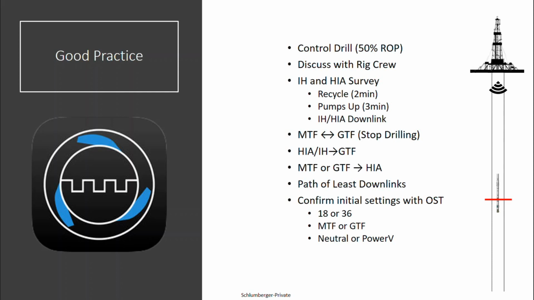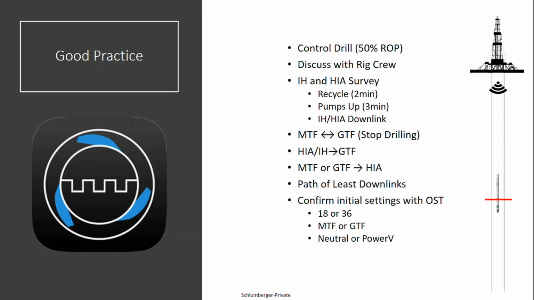Another tactic to execute is a path of least downlinks. Sometimes when you're using your manual settings, there's 10 different ways to get to the same setting. So you want to put some thought process into, okay, I want this steering ratio, but I don't want this tool face. How can I use these 12-degree increments or my plus or minus steering ratio to quickly get to where I need to be?